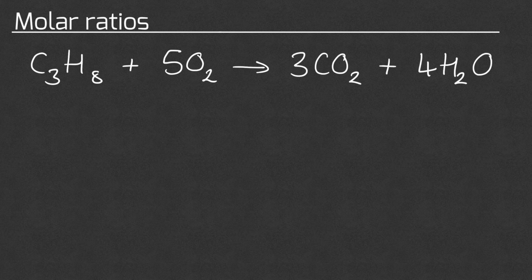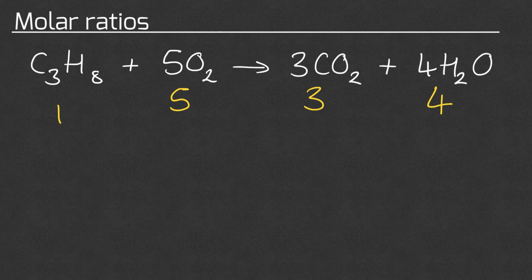We're now going to look at something called molar ratios. So I've written out an equation here, which is the combustion of propane. So we've got C3H8 plus 5 lots of oxygen going to 3 lots of carbon dioxide and 4 lots of water. So what this essentially means is 1 mole of propane reacts with 5 moles of oxygen to produce 3 moles of carbon dioxide and 4 moles of water.